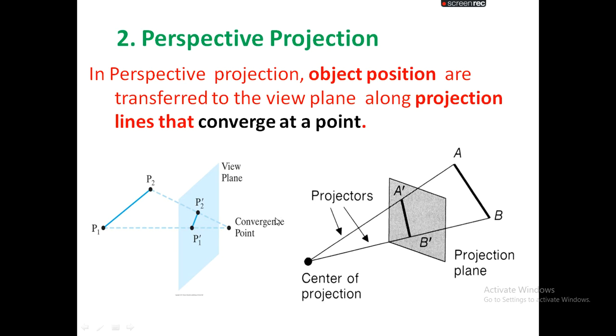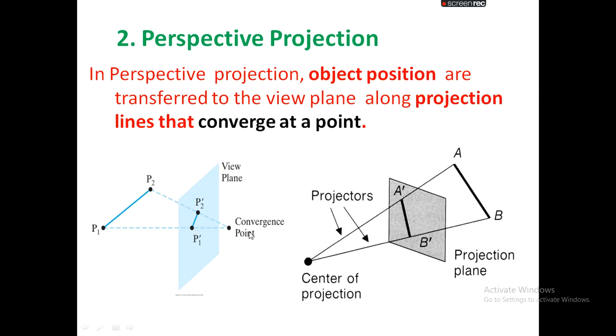Now see this example, and you may get clarity. Assume the object is a line segment. When I transfer this object's position onto the projection plane, or view plane, with the help of projection lines, these projection lines will meet at a certain point. That meeting point is called the convergence point.